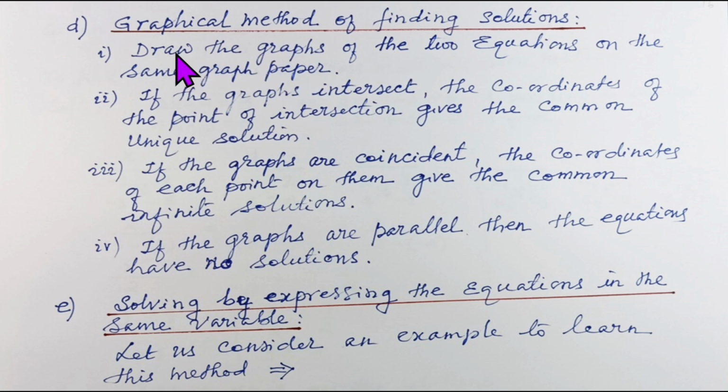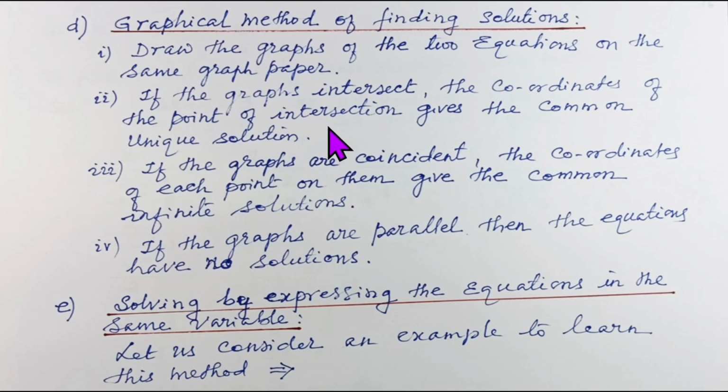Now let us understand the graphical method of finding solutions first. Draw the graphs in this method. Draw the graphs of the two equations on the same graph paper. That means we have to draw the graphs of the two equations given to us on the same graph paper, and we know how to draw the graph. The graphs we get are straight line graphs, and the straight lines which we draw may have three different conditions. If the graphs intersect, again understand, if the straight lines which are drawn intersect, the coordinates of the point of intersection give the common solution and unique solution.